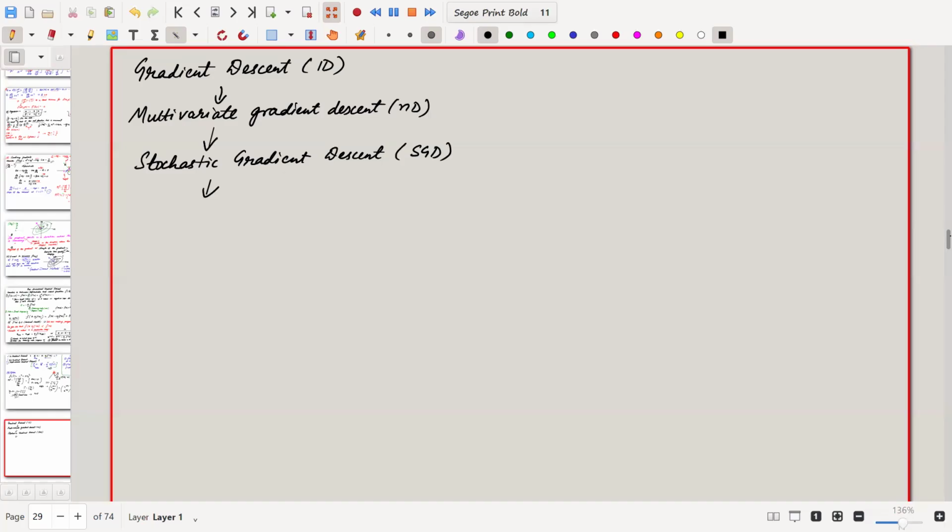But the main trouble of stochastic gradient descent is it will be slow. It will be slow because every iteration we have to do something. I will tell you that. Due to that, we have to do something more. What do we have to do more?